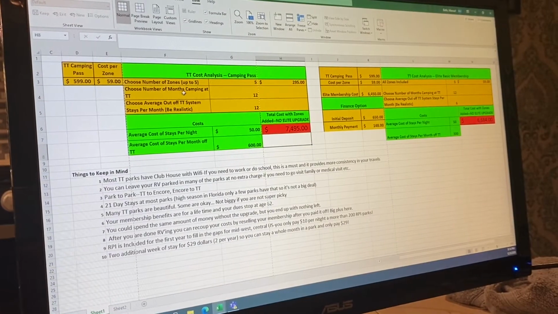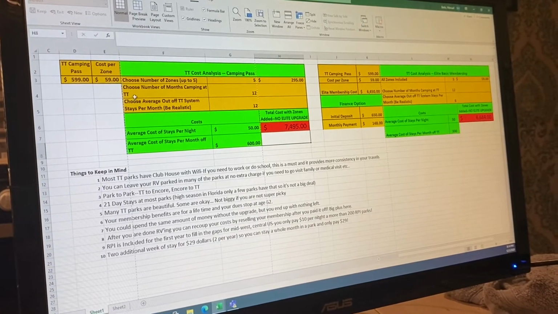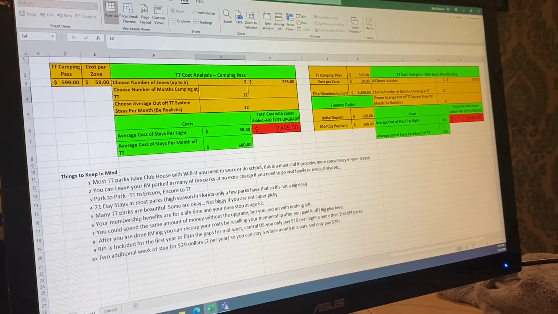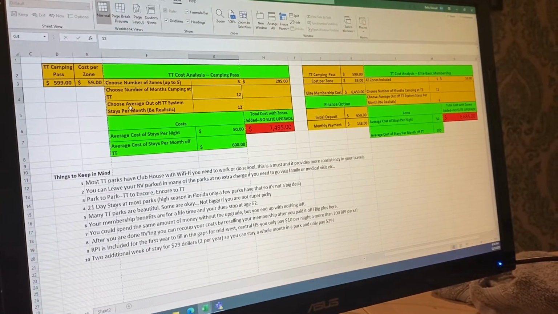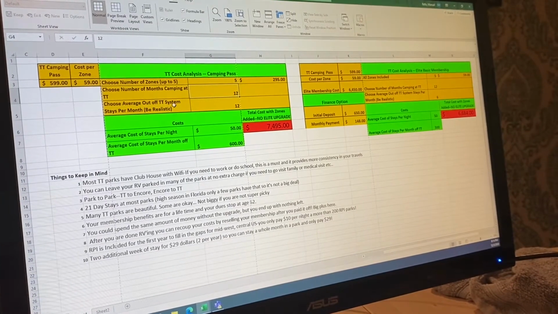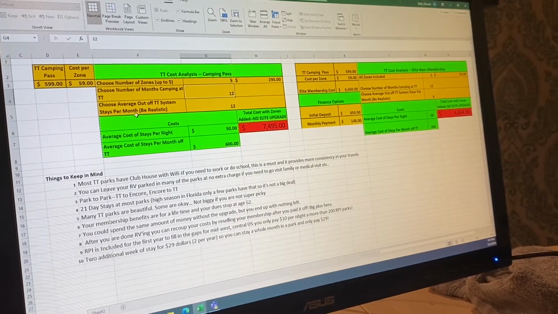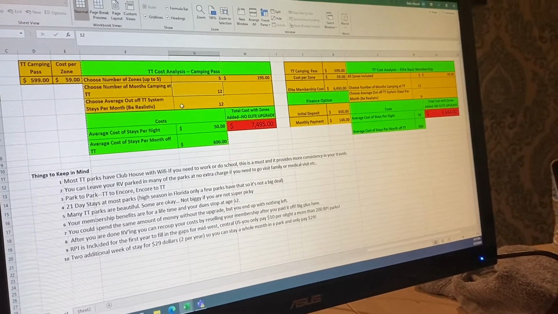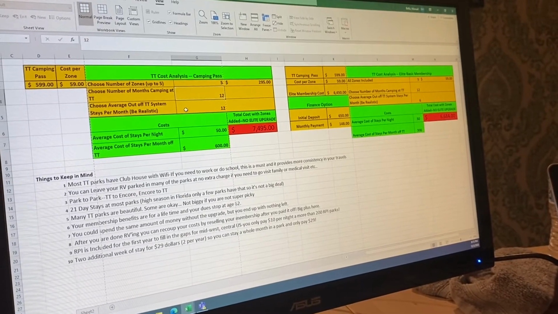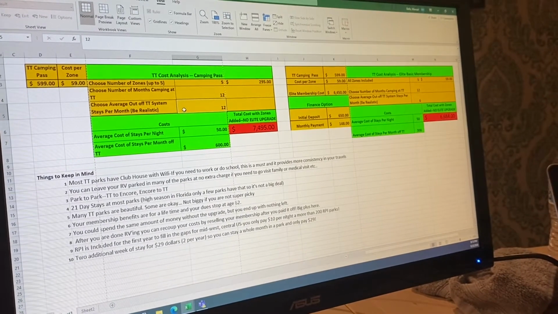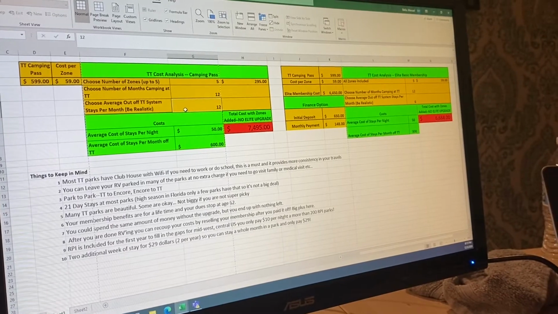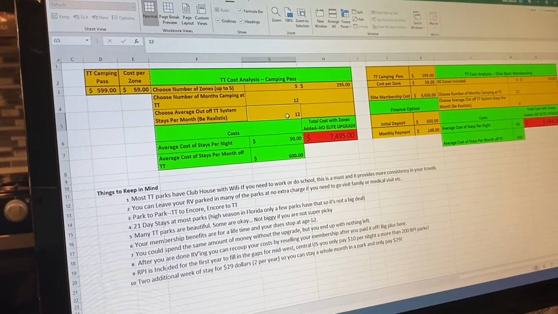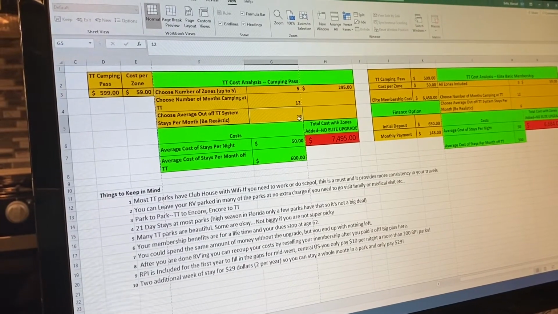Choose number of months camping at Thousand Trails. That's 12 months. That's what we're doing the analysis on. Choose average out of Thousand Trails system stays per month. So realistically, Marnie, my wife, and I were talking about how much we would have been out of the Thousand Trails system. Worst case scenario, every month we probably would have been out 12 days out of the system.